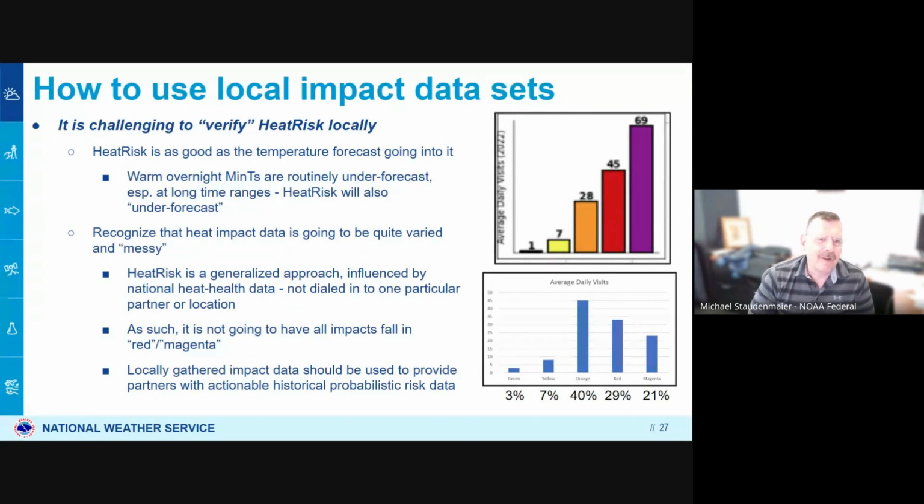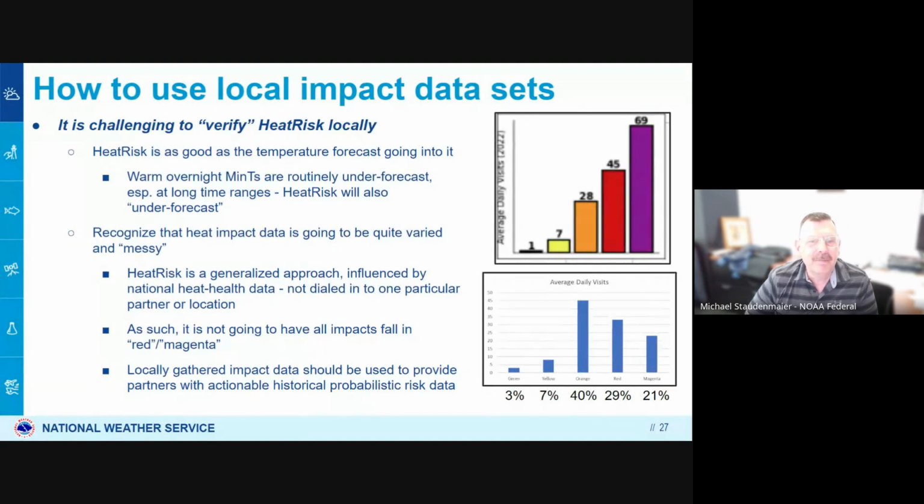The example graphics on the right show two very different results when comparing a specific local impact data set with a station-based heat risk climatology. In the upper right, we see a near perfect relationship between increasing heat risk categories and total impacts occurring in each category. The bottom right figure is different.